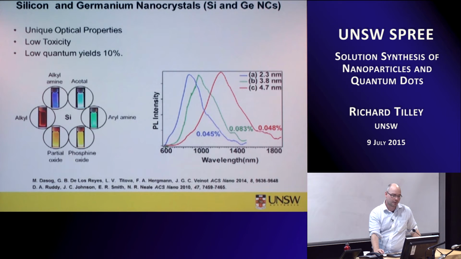This is an example from the literature, some recent work from John Veinot's group, showing that if he has his silicon dots and passivates them with different capping molecules, with different functional groups, he is getting out different colours. And there have been reports in the literature of getting different colours from silicon dots if you change the surface functionalizations.